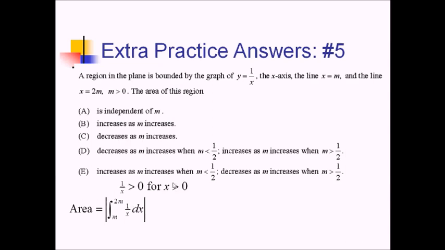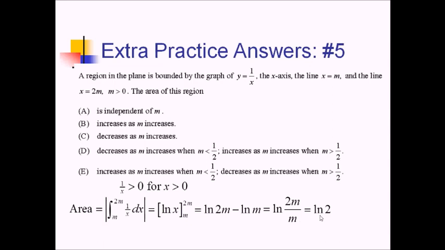So long story short, we don't need the absolute value outside, and when I take the antiderivative and get ln of absolute value of x, I actually don't need that absolute value with the ln either, because I'm not going to be plugging in 0 or negative x values. All right, so let me just evaluate this. We've got ln of 2m minus ln of m. That's nothing that's going to help us with the answer choices, so let's simplify this a little bit. Since I'm subtracting logs, I can divide the things inside. This is actually ln of 2m over m, which is just ln of 2.